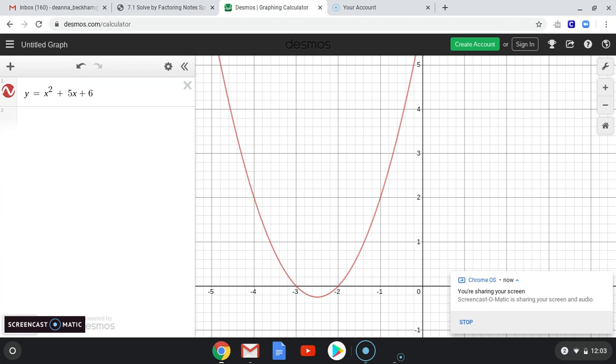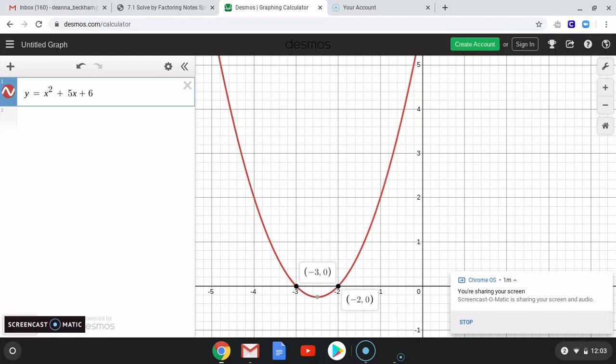Well, if we take each one of our factors and we solve each one, then we can find the 2 places where our graph actually touches the x-axis. Our graph touches right here at -3, 0, and our graph touches at -2, 0. Notice each one of these coordinates has a 0.